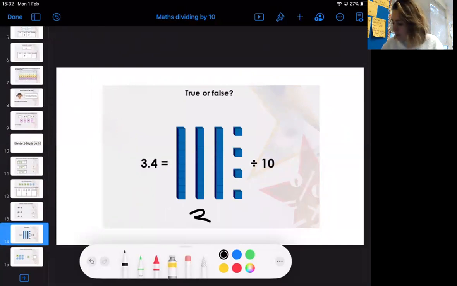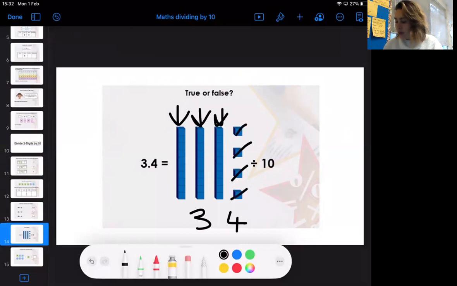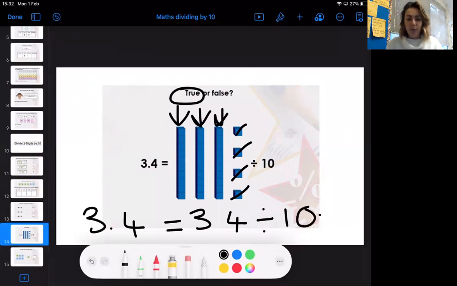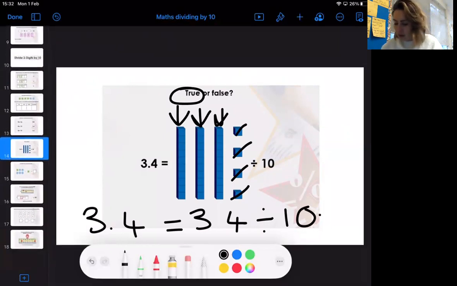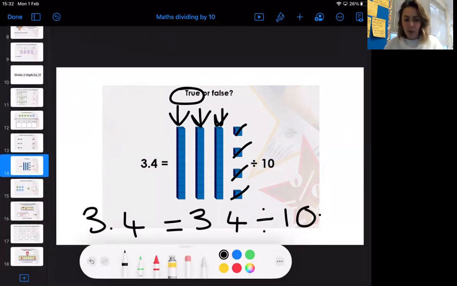We have 34 represented by Dienes because I have 10, 20, 30, 31, 32, 33, 34. 34 divided by 10 is equal to 3.4. So that is in fact true. Don't forget to self-assess using your different colour pencil.